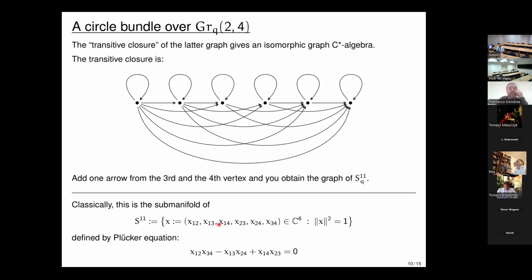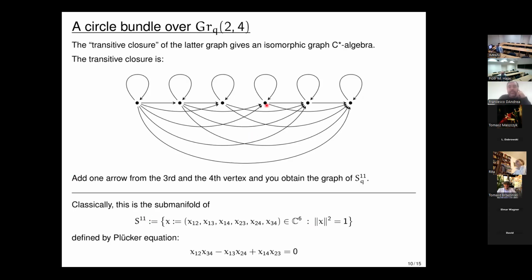I use this notation because then you can write a Plücker equation in a familiar way: x12 x34 minus x13 x24 plus x14 x23 equals 0. So what is this relation? This defines a quadric in CP^5, which is isomorphic to your Grassmannian, and it also defines a quadric in S^11, and the quadric in S^11 is the total space of this bundle classically.